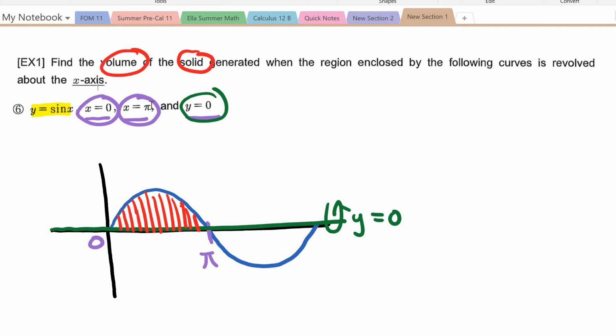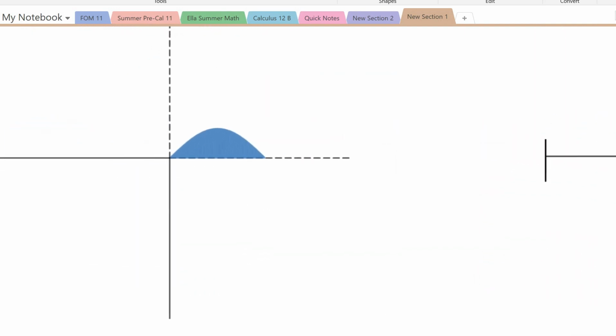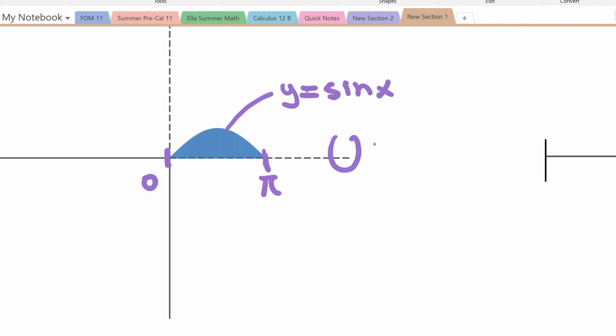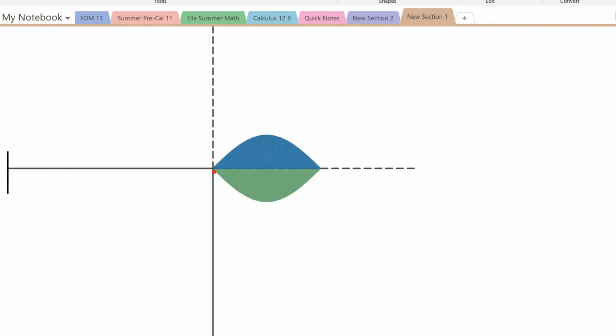Okay, let's take a look at a few visual diagrams, and then we'll set up our equations here. So here's my first visual diagram. This is going to be 0, this is going to be pi, and this equation right here is y equals sine x. And we're going to rotate this around the x-axis. If I do that, then I get another shape just underneath the x-axis, which I'm trying to highlight here in red. So we get another shape that's very similar to the top shape. And then this solid is being formed, and let's take a look at what that solid could look like.